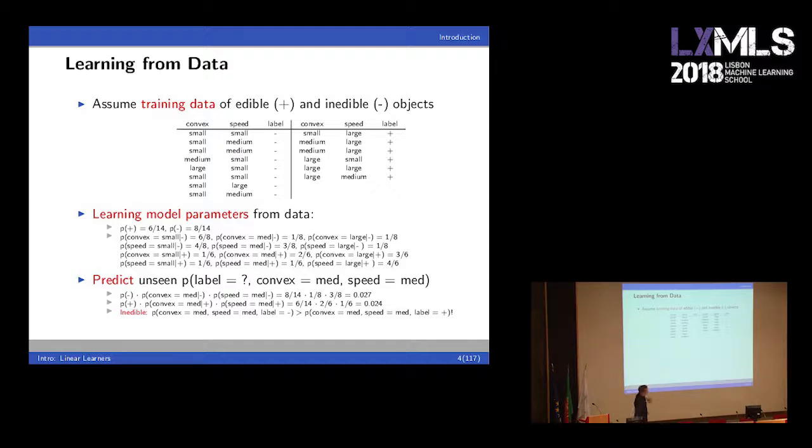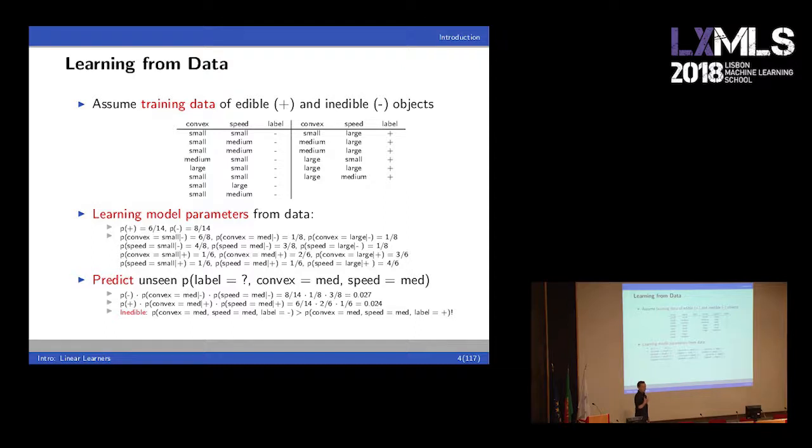So let's try to learn a model of edible and inedible objects from those data. I'm proposing a model that has the following parameters, namely the probability of label plus, edible, probability of label minus, inedible, and then probabilities of all possible feature combinations given the object. So we have a probability of convex equals small given inedible. Probability of convex equals medium given inedible, and so on and so forth, right?